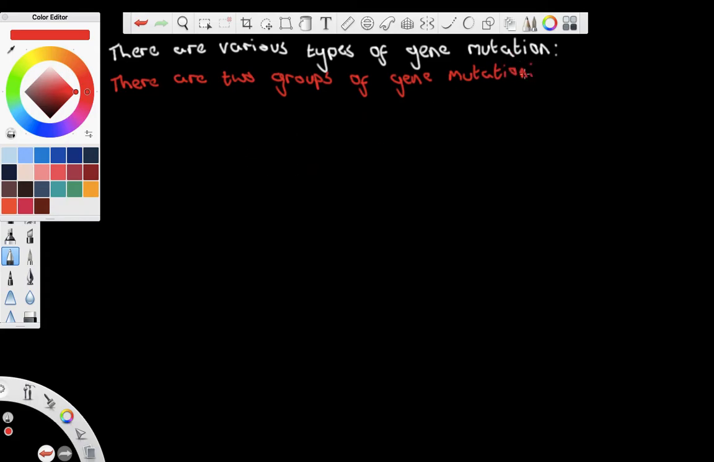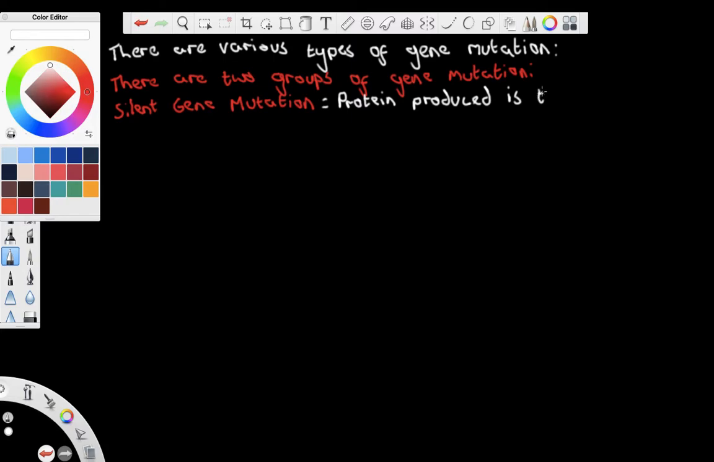We've got silent gene mutations, and a silent gene mutation does not change the protein produced. So in a silent gene mutation, the protein produced is the same as the original.